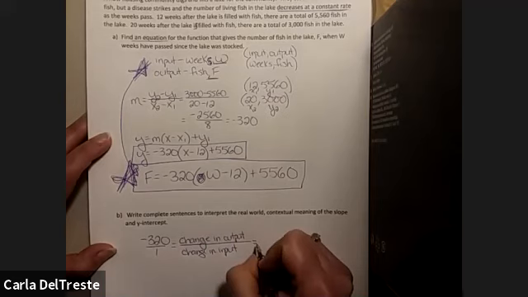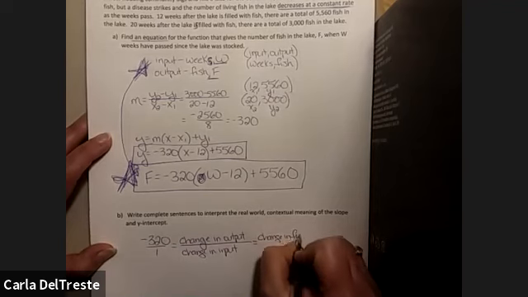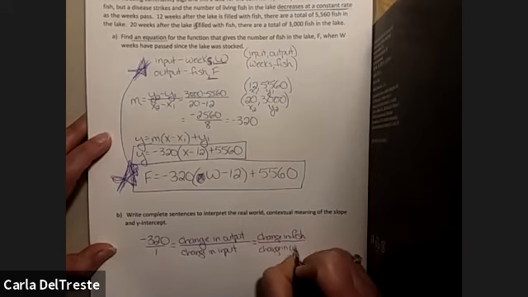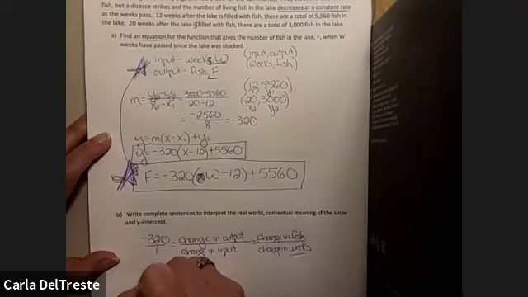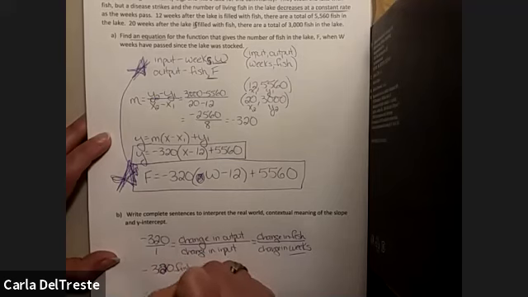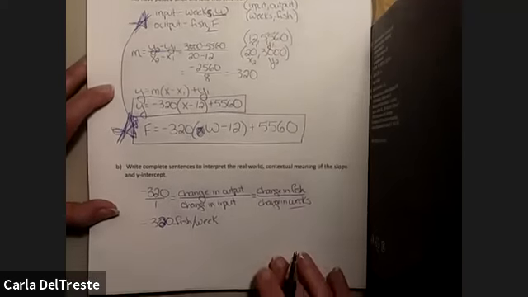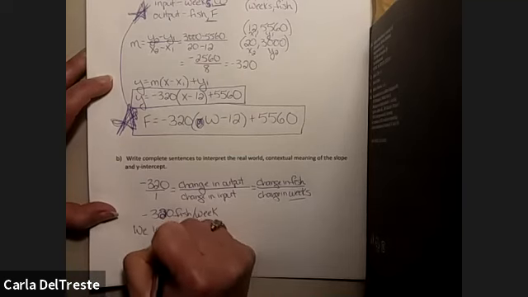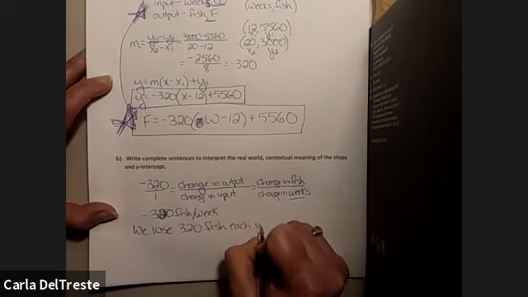My output here is fish, so this is the change in fish over the change in weeks. So now I can say that it's negative 320 fish per week. So in a complete sentence, we lose 320 fish each week.